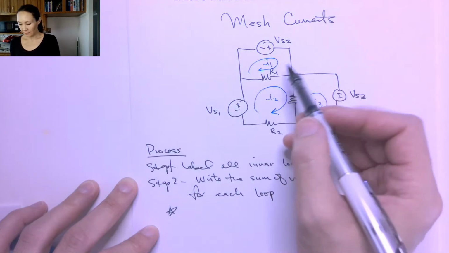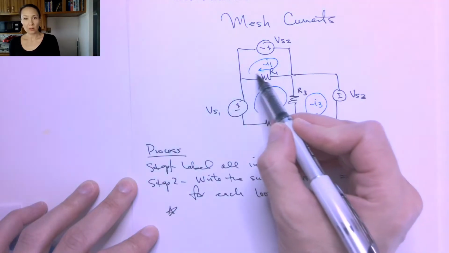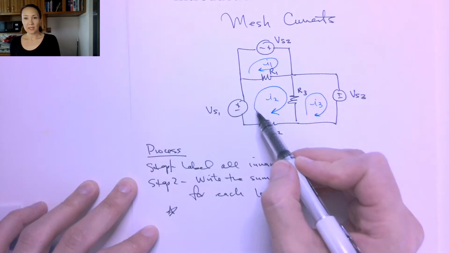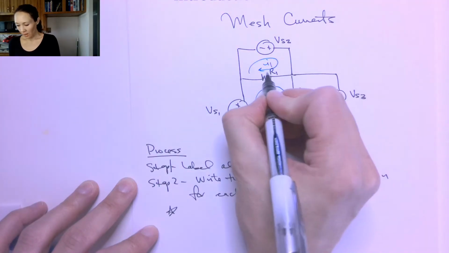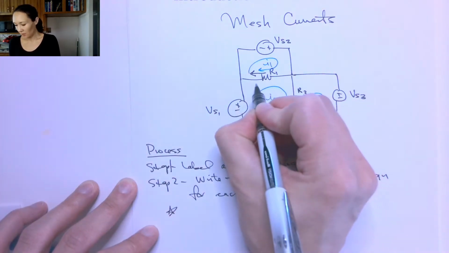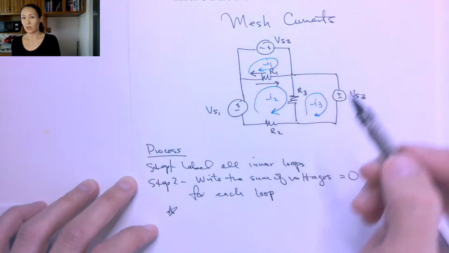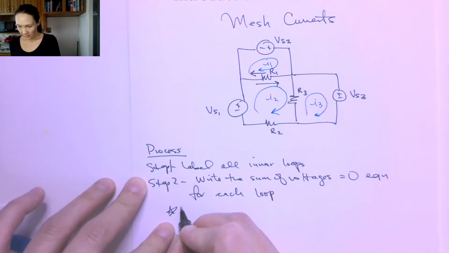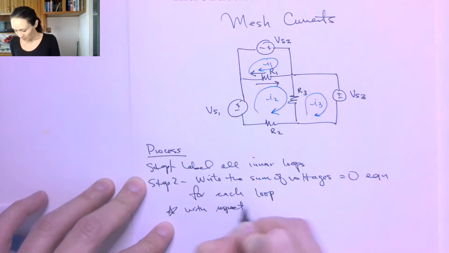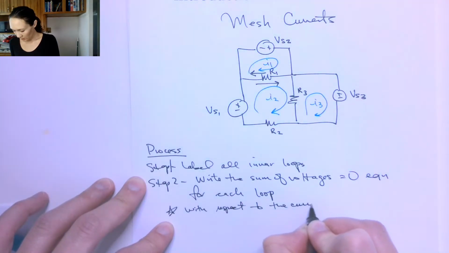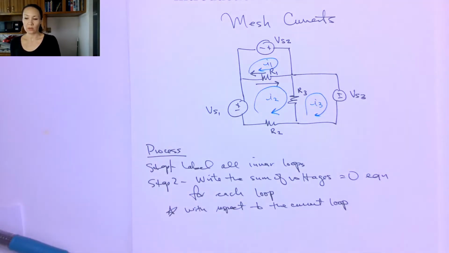You'll notice that when this current I1 gets to this R1 resistor, it looks like it's going this way through the resistor. But there's a current down here, this I2 current, that's also going through R1, but it's going in this direction. So the I1 current goes to the left, and the I2 current goes to the right. These currents are going to mesh in our equation, and I'll show you how that works. So that's the key thing, your equations are going to be with respect to the current loop.